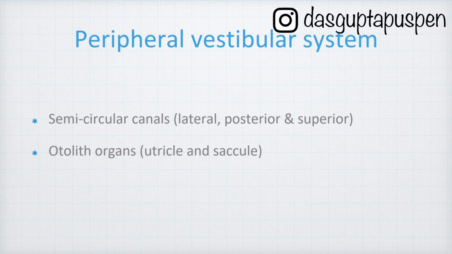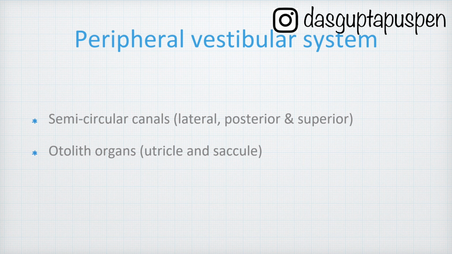And even in the peripheral vestibular system, there are two parts: semicircular canals and the otolith organs. Semicircular canals are three in number in each ear: lateral or horizontal canal, superior or anterior canal, and posterior canal, which does not have any synonym. So lateral is also known as horizontal canal, superior is also known as anterior canal, and posterior is only known as posterior canal.